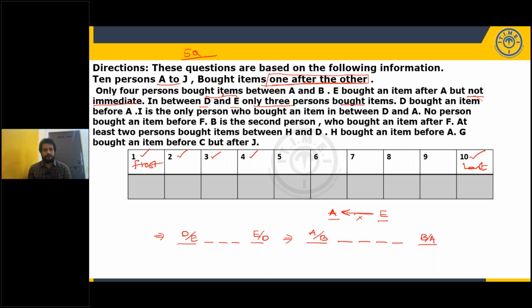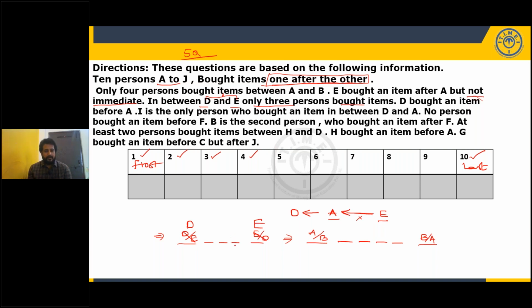Wait. Next, what is given next? D bought an item before A. Okay, it is given D bought an item before A. Now, with this one thing we can confirm that earlier we have a doubt whether D bought the item before E or E bought the item before D. Here it is known that D bought the item before A bought the item before E. So with this you can say that D bought the item before E. So this possibility is ruled out. So here is D and here is E. Now we can say confirmly. Okay. So we got some link now.